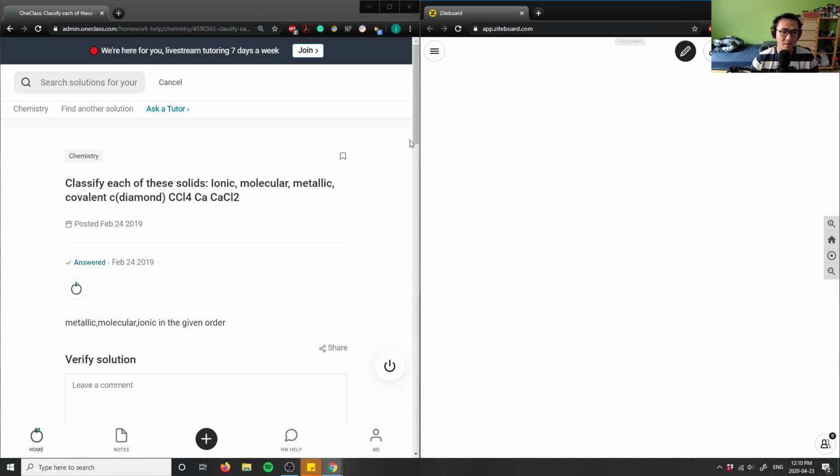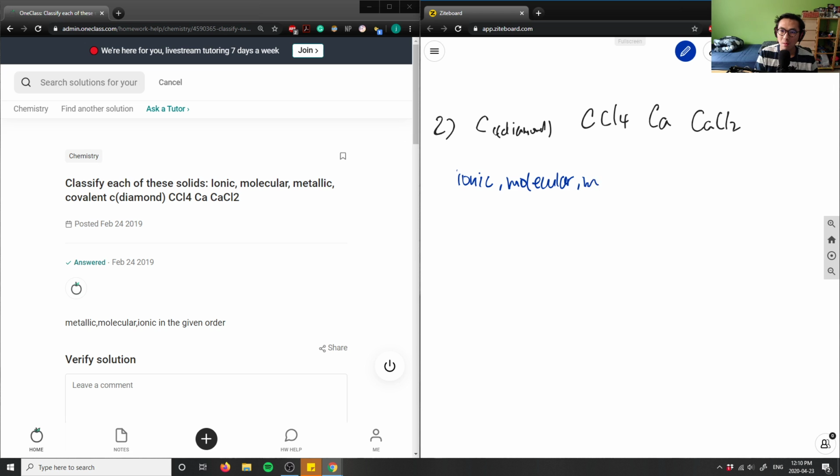Number 2, we have a list of solids here. It says classify each of these solids as ionic, molecular, metallic, or covalent. So we have C, which is a diamond. We have CCl4. We have Ca, and we have CaCl2. And we are supposed to know whether they're ionic compounds, molecular compounds, metallic, or covalent.